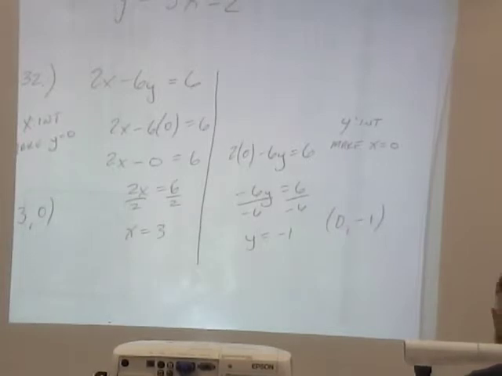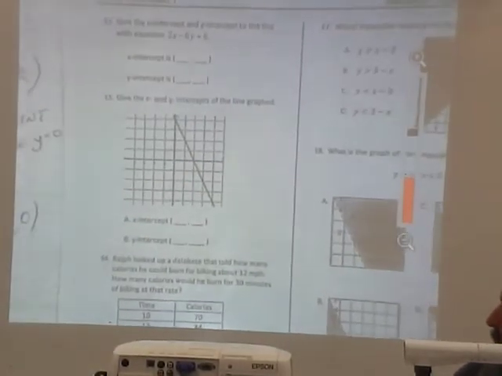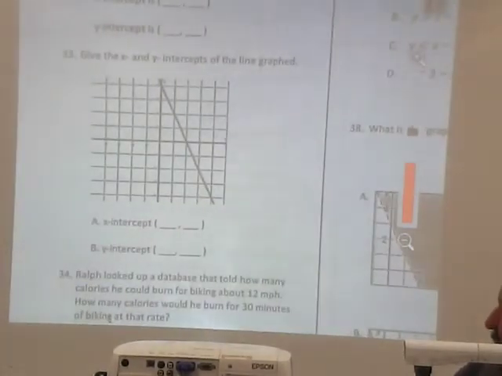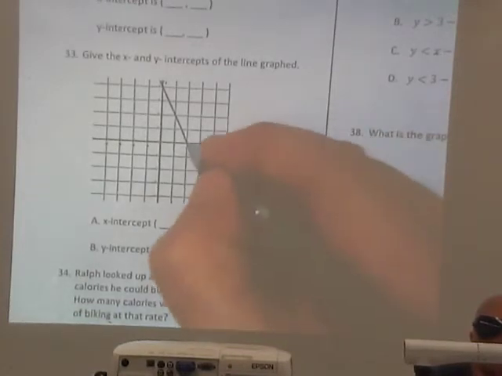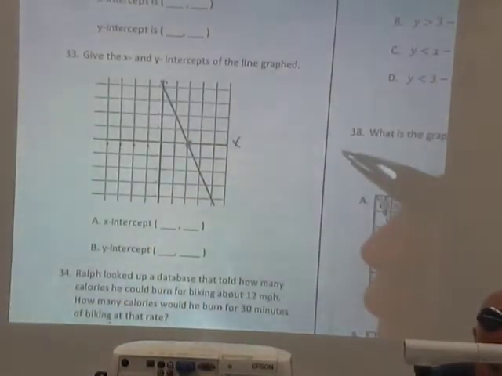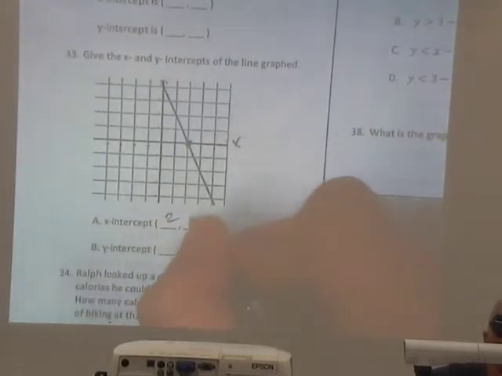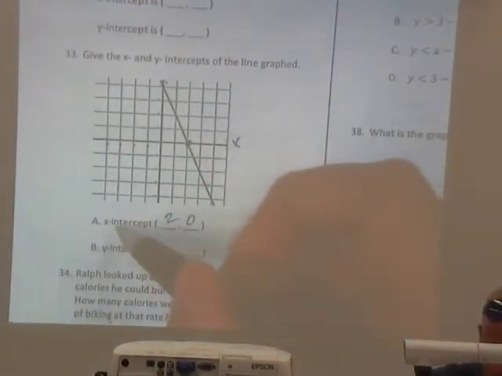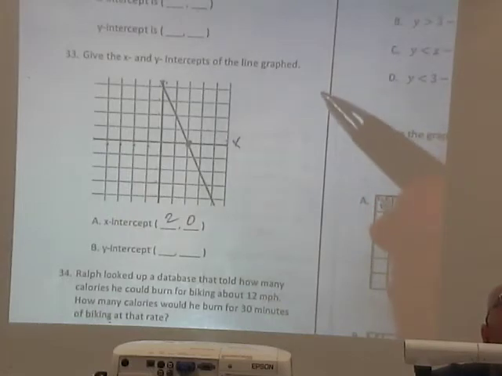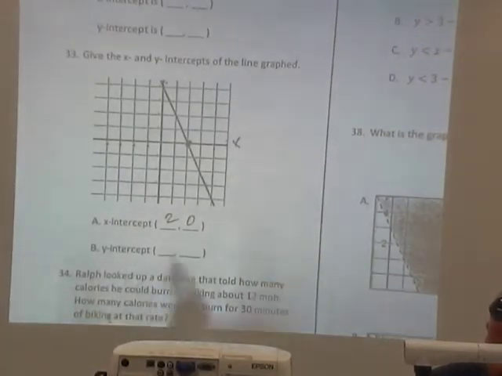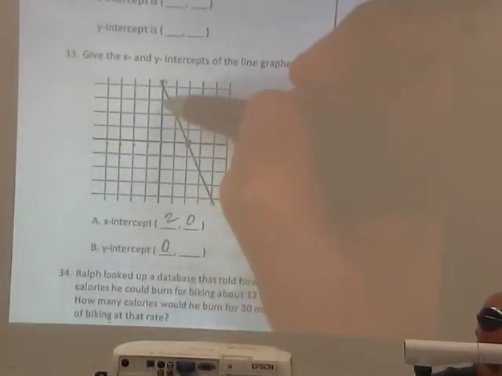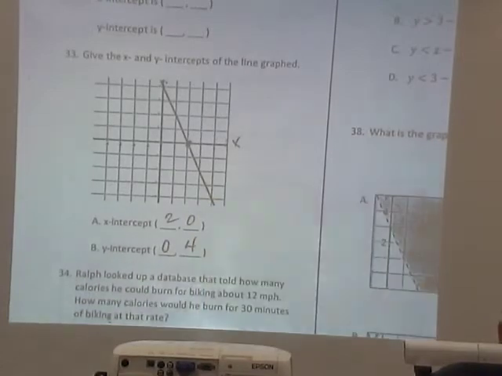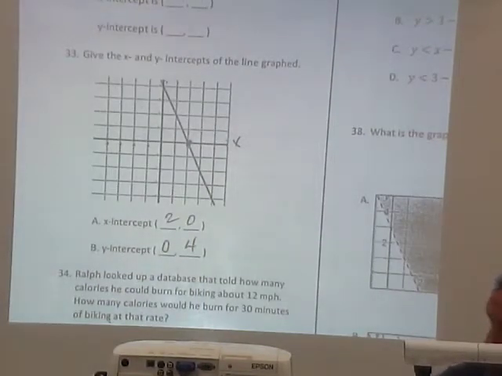Okay, 33. It says, given the x and y intercepts of the line graphed, the x-intercept is where it crosses the x-axis. So it's crossing right there. So that would be 2 comma 0. Remember, to find the x-intercept, you make the y equal 0. To find the y-intercept, you make the x equal 0. So it's crossing the y-axis at 1, 2, 3, 4. 0, 4. Questions there?